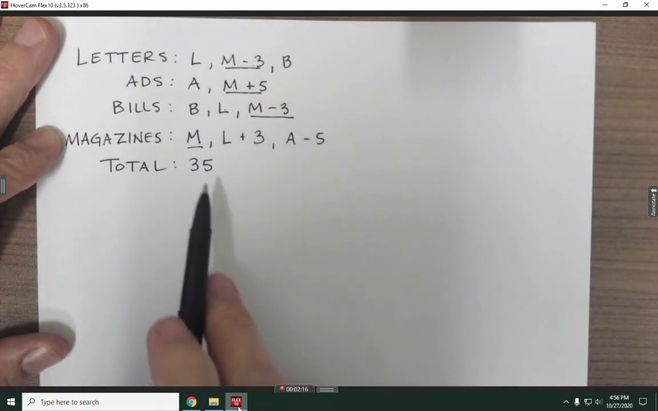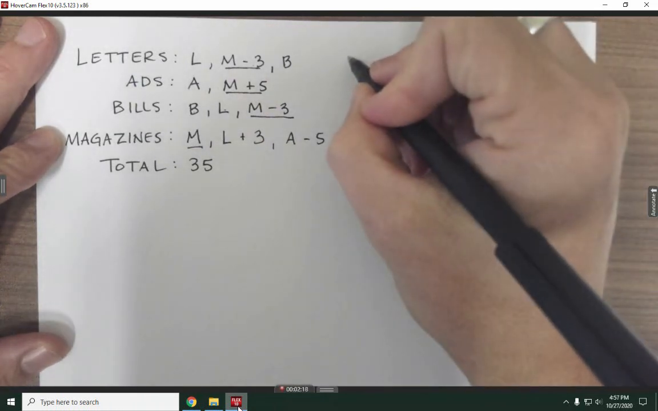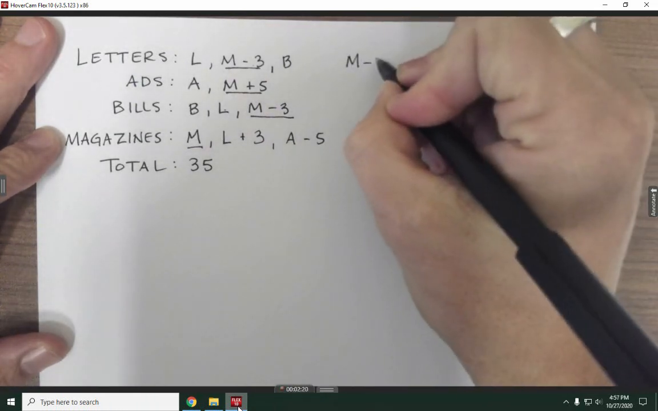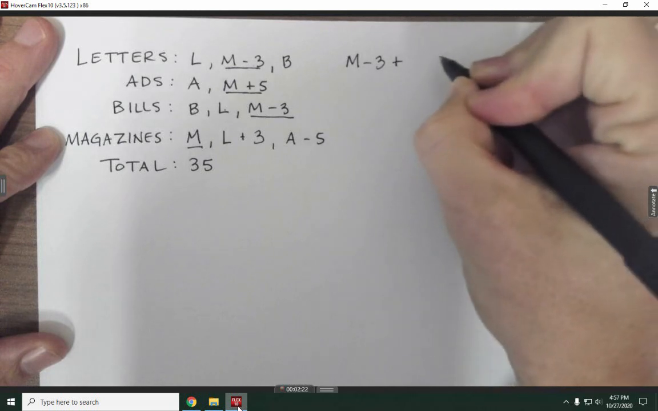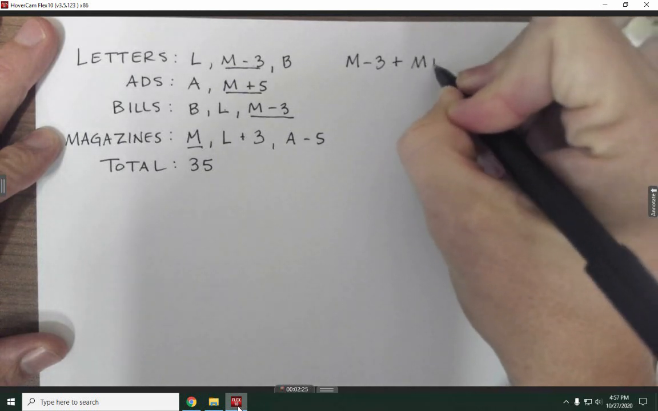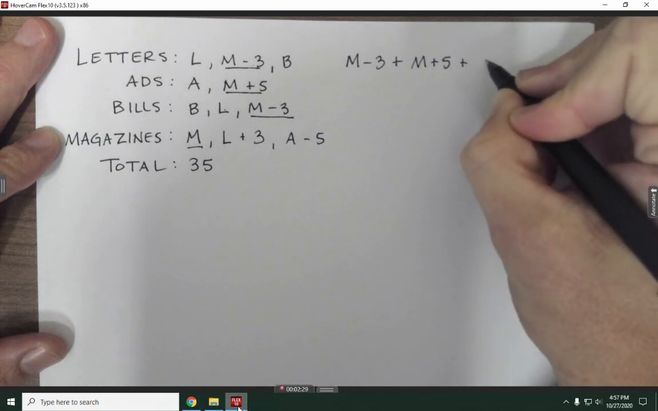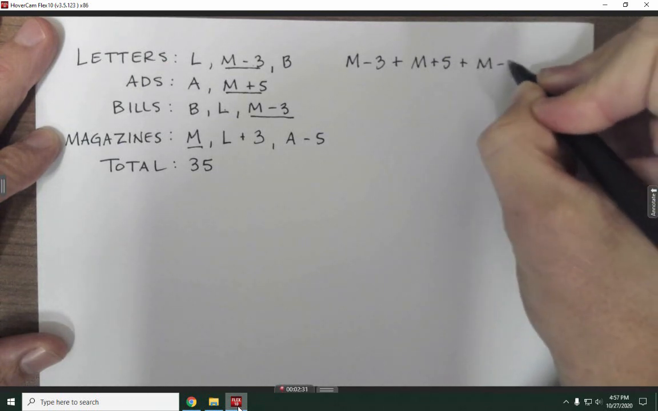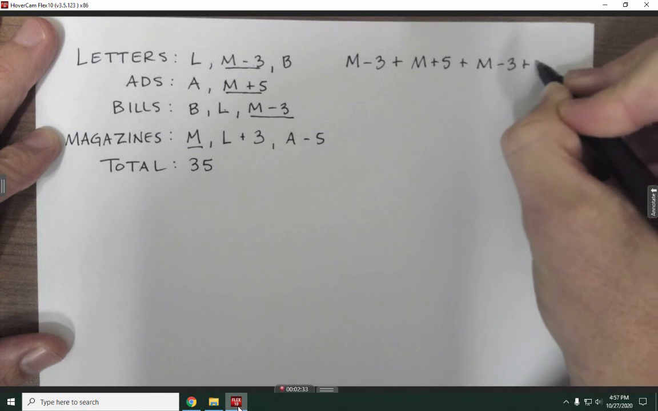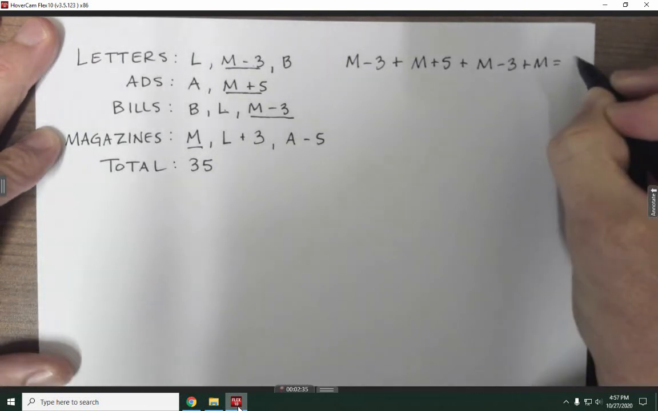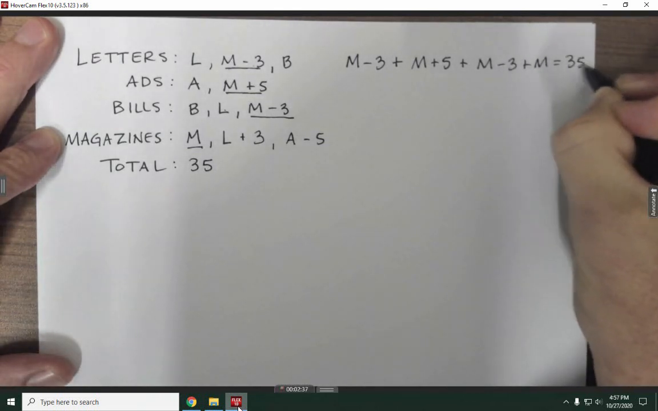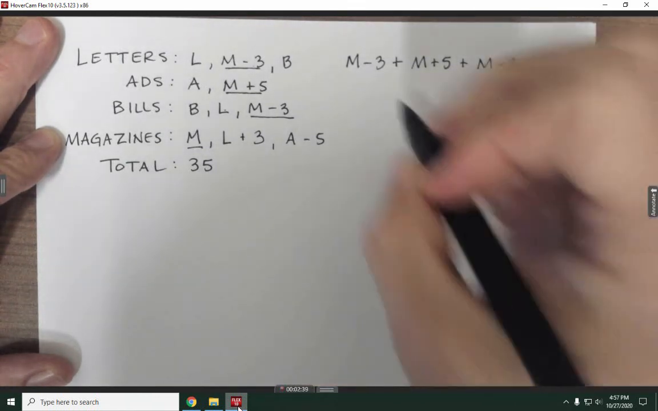Now remember our total was 35, so we can just add these things up. So my letters was M minus 3. We're going to add that to our ads, which is M plus 5. Add that to our bills, which is M minus 3. Add that to our magazines, which is just M, and that equals 35. Now I can add up my M's, M plus M plus M, that's 4 M's.